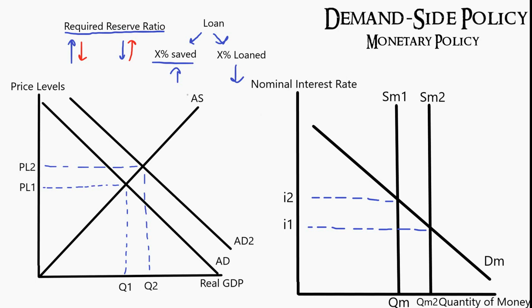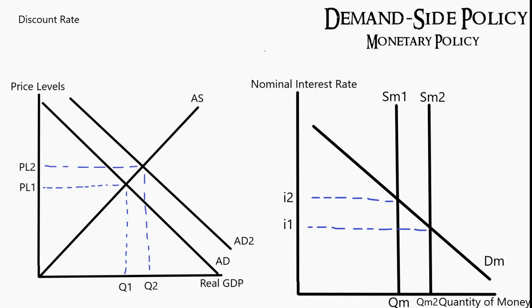Finally, the last tool is called the discount rate, and the discount rate changes the federal funds rate. I have to get to what both of those mean in a second, so hold on. I can't just jump straight into it. So, in my opinion, this is the most complicated one.